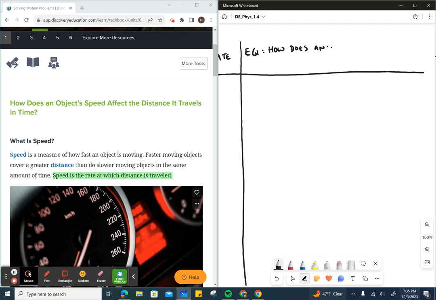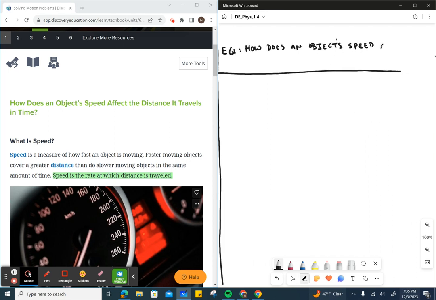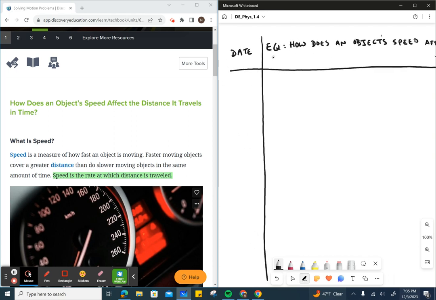How does an object's speed affect the distance it travels in time? Okay, what do you know?